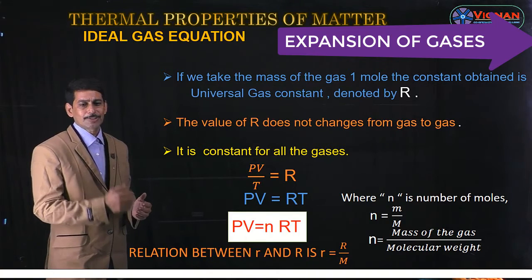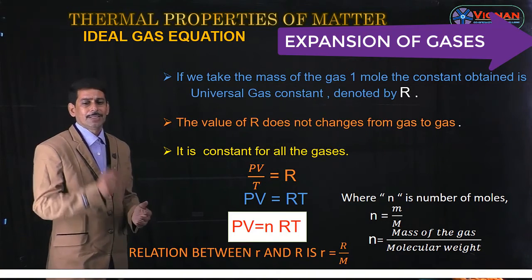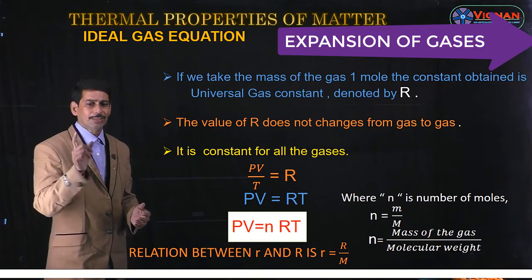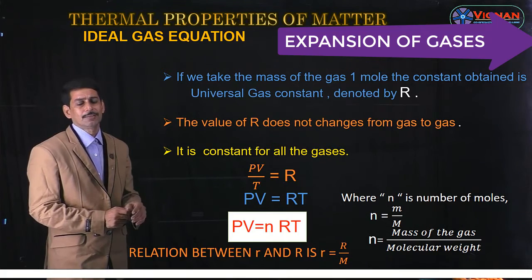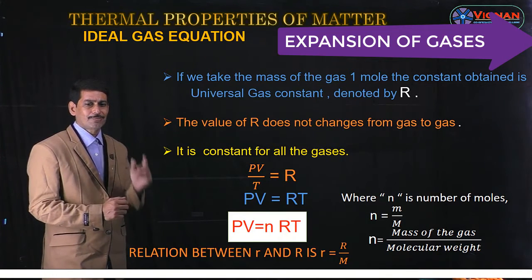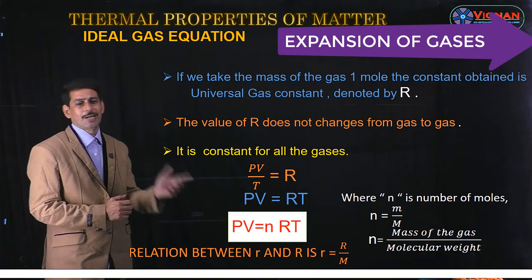And the relation between small r and capital R is small r is equal to capital R by M. If we take the mass of the gas as 1 gram, the constant obtained is called the gas constant, denoted by small r. And if we take the amount of the gas as 1 mole, the constant obtained is called the universal gas constant, denoted by capital R.